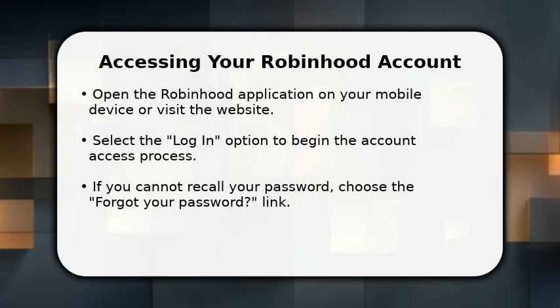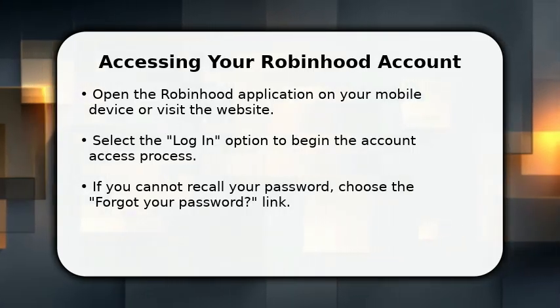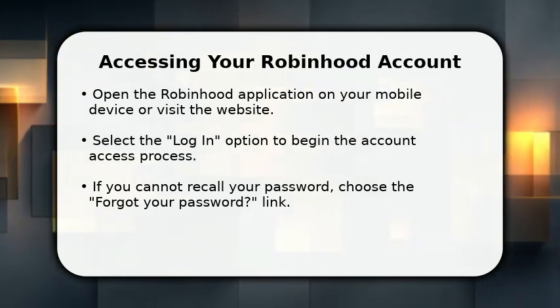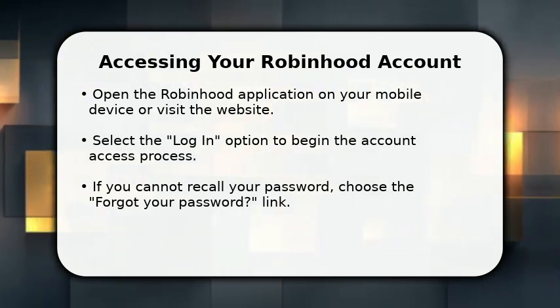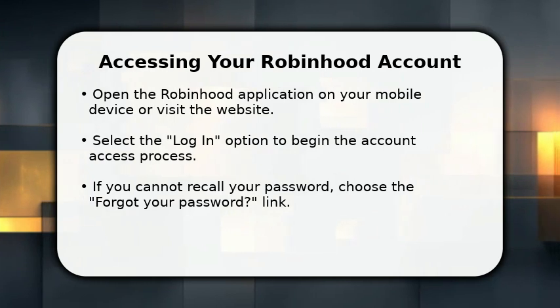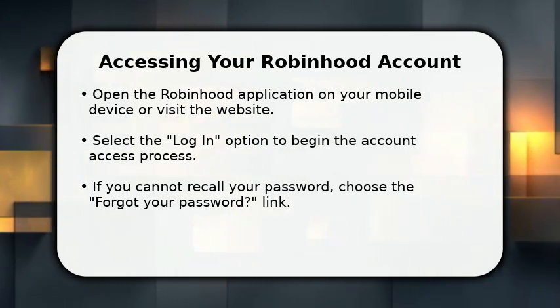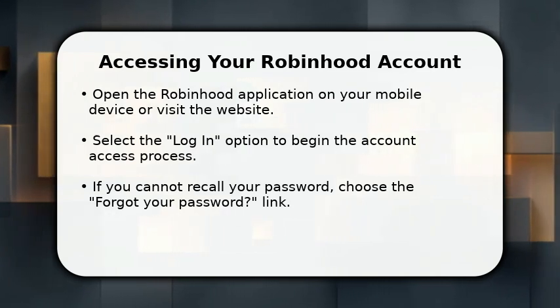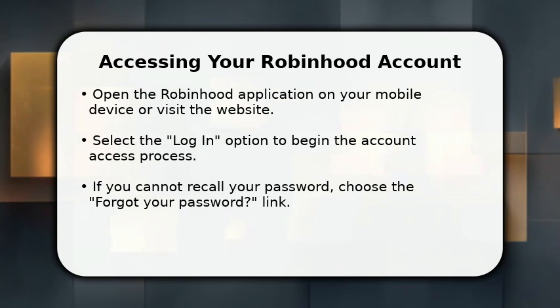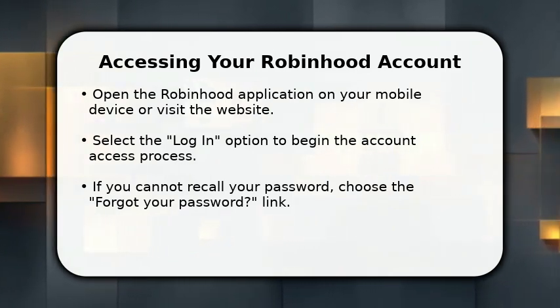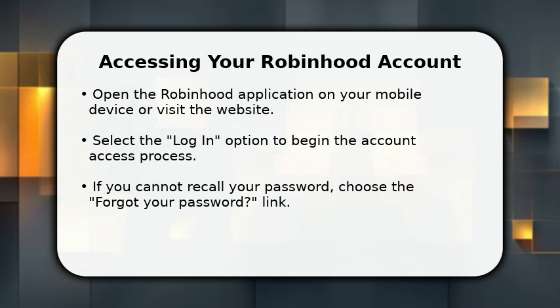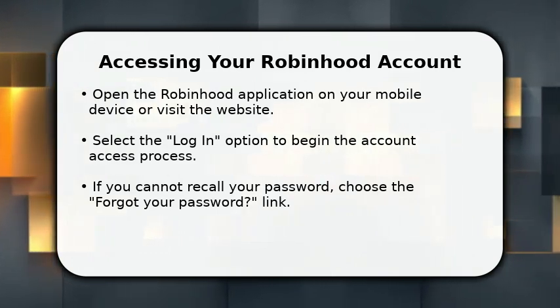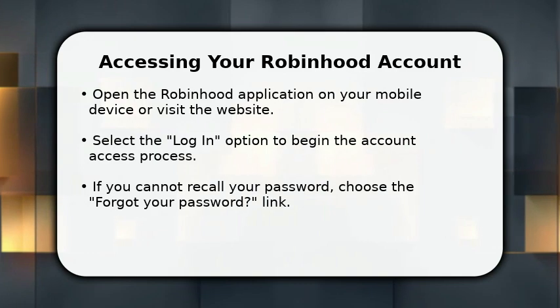Enjoy the video. In this video, I will explain how to find your Robinhood account. First, open the Robinhood app or website. On the login screen, you will see an option for Forgot Your Password. Click this link. You will then be prompted to enter the email address linked to your account. Robinhood will send a password reset link to that email. This is the primary method to regain access if you've forgotten your password.